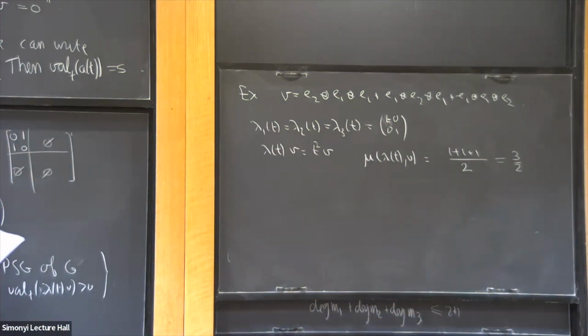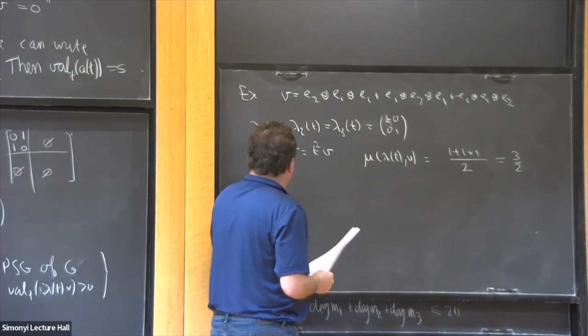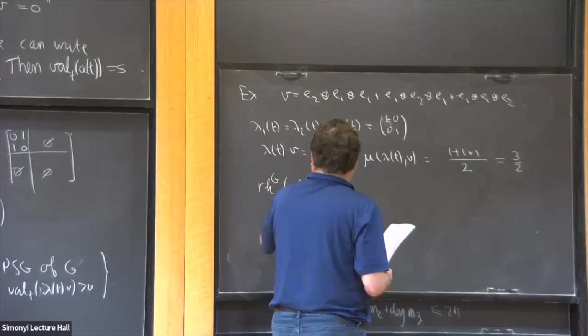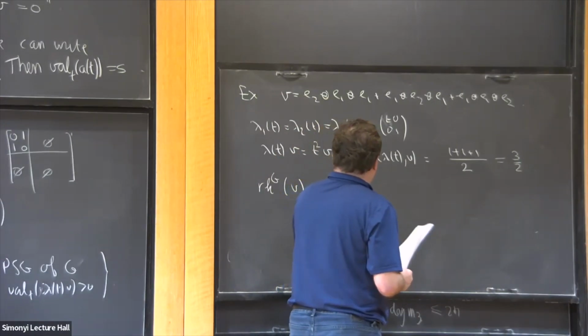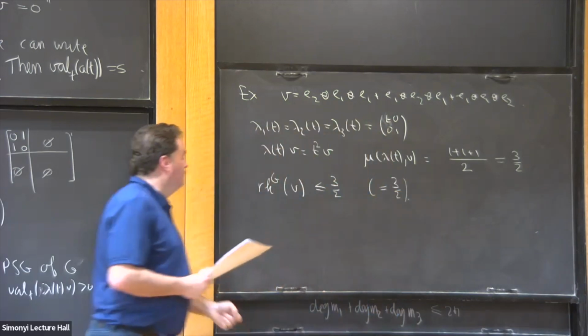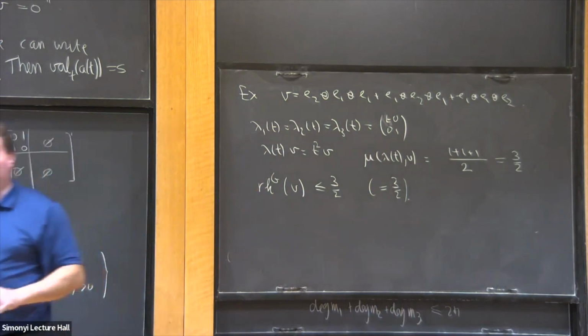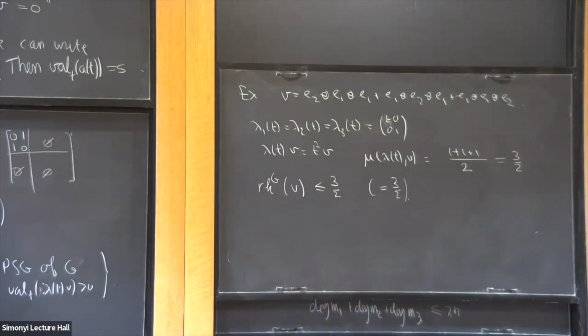And it turns out, so that means that the G-stable rank of this tensor is less than or equal to 3 over 2. And in fact, it's equal. So I don't know if you like it or not, but the G-stable rank is a rational number. It's not always an integer.